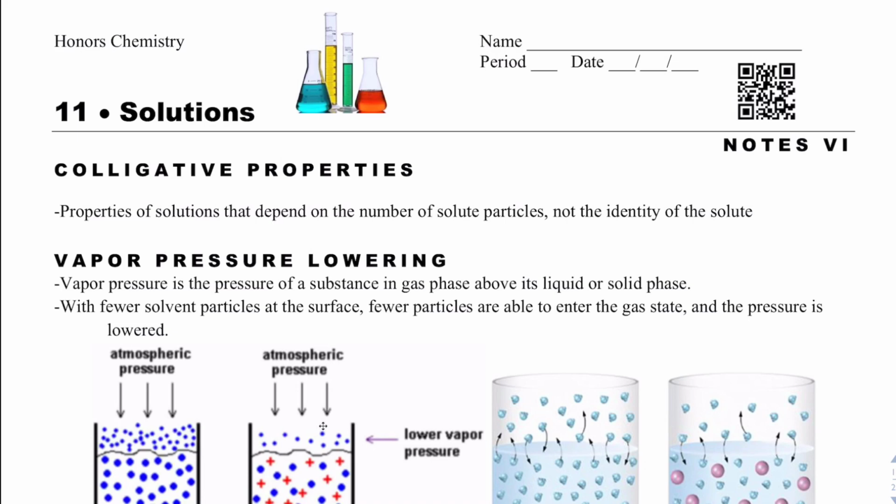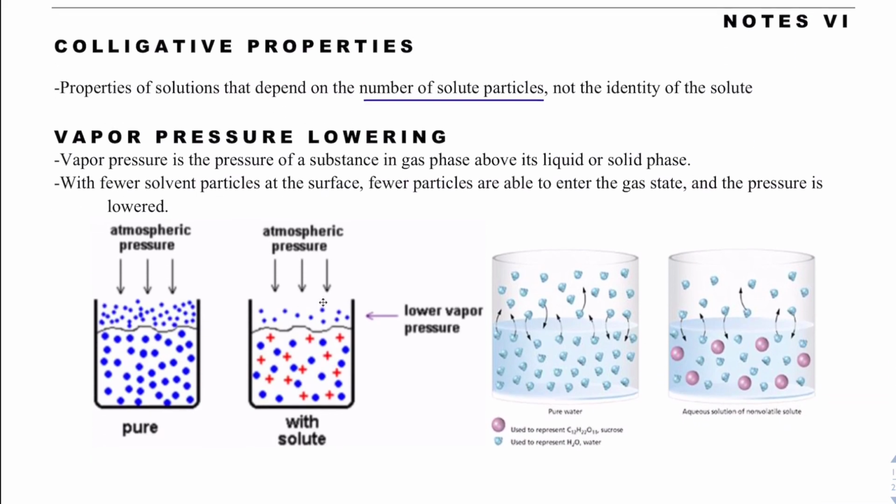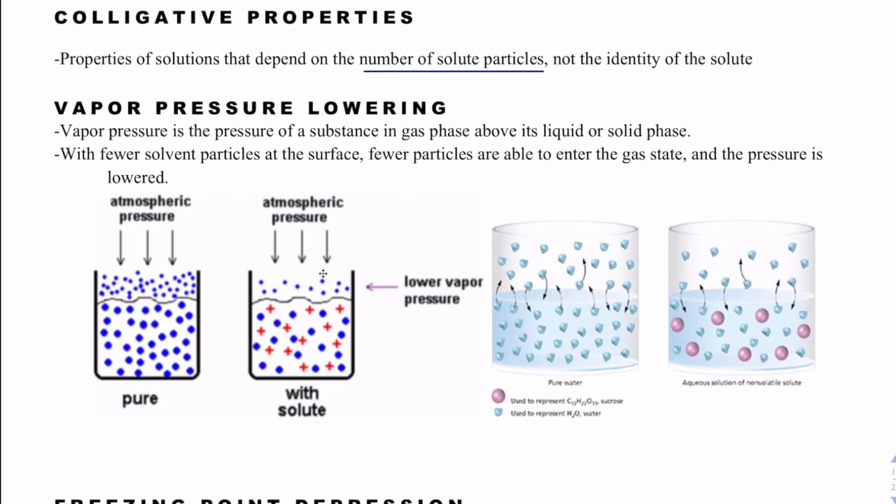Okay, colligative properties are properties of a solution that depend on the number of solute particles that you have and not the actual identity of the solute. So one thing is vapor pressure lowering. Like if we have pure water, and imagine a hot tub, some of that water will be in the gaseous state, and that's considered the vapor pressure.